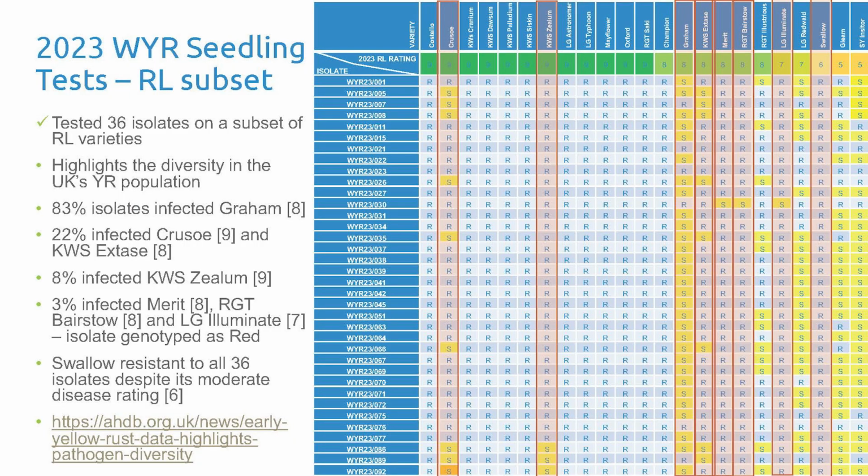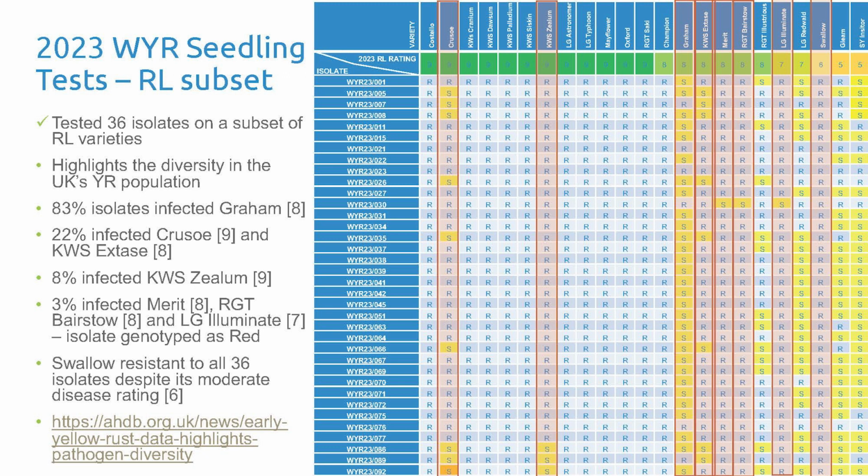So to try and bring you information quicker and improve the relevance of the information that we can bring you, as well as doing the normal seedling test, we piloted an approach to actually include more RL varieties in our initial screen. So these varieties along the top there were included in those differential tests that I did on the full 36 isolates. So we're calling this our RL subset.